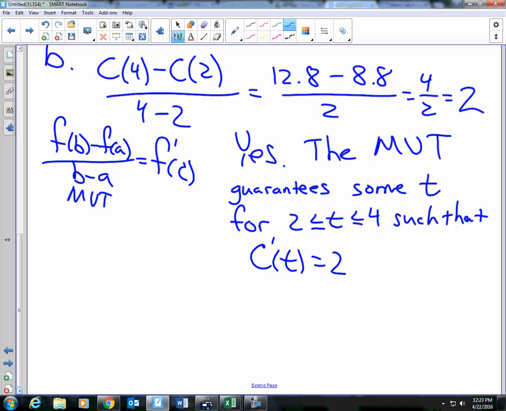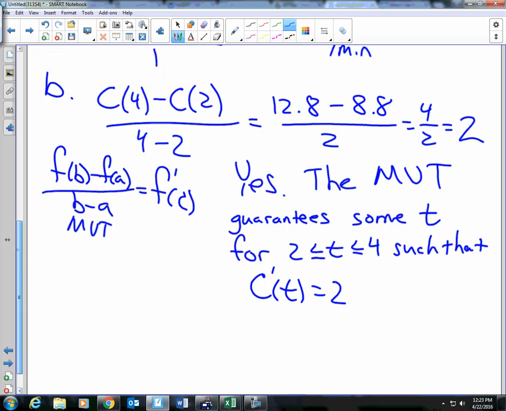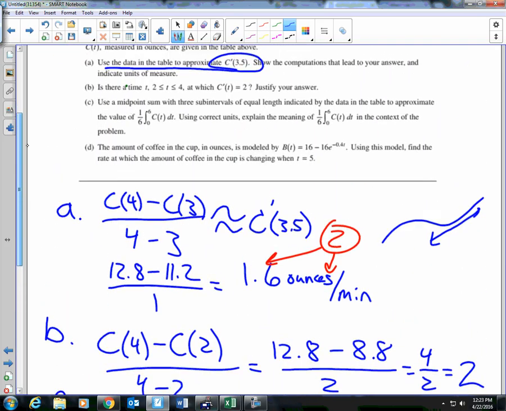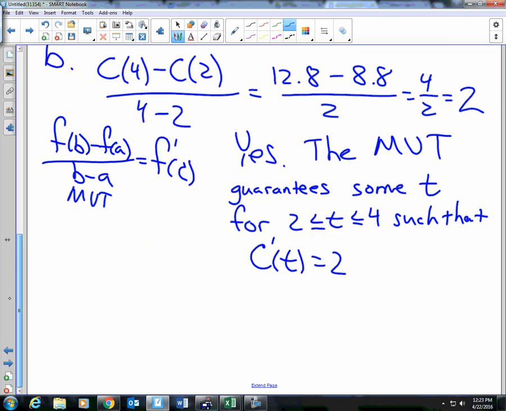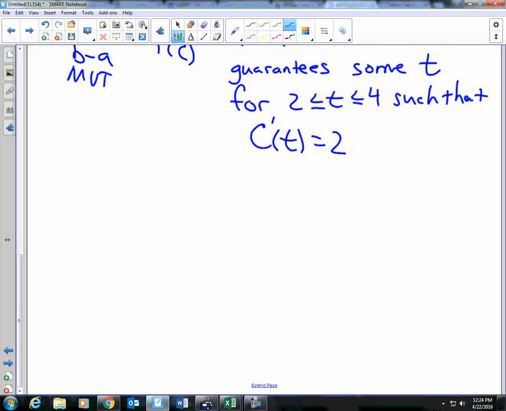So all I really did is I just took the original problem and restated it. It's asking right here, is there a time t between 2 and 4 such that c prime of t is equal to 2? Yes. The mean value theorem guarantees some t for t greater than 2 but less than 4 such that c prime is equal to 2. So you get 2 points here: 1 for answering yes, and 1 for invoking the mean value theorem and stating that it is guaranteed. That's, I think, for most people, the hardest problem on here.